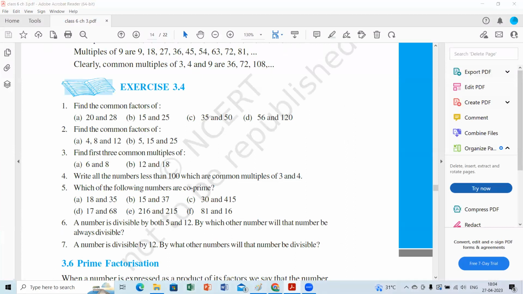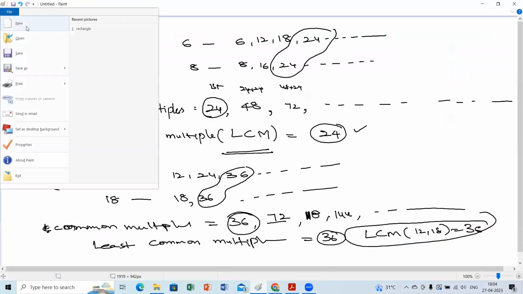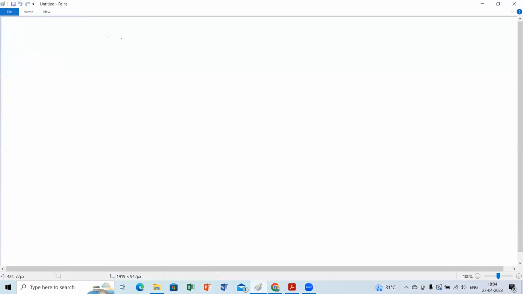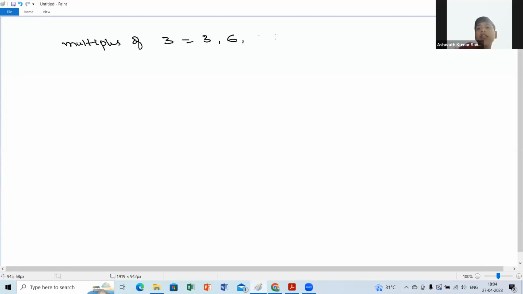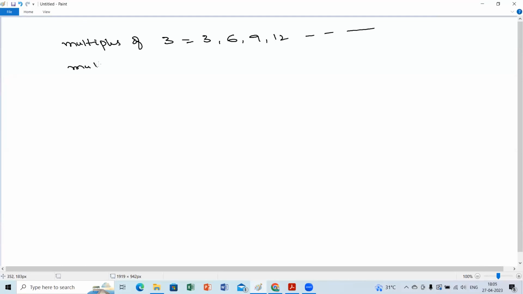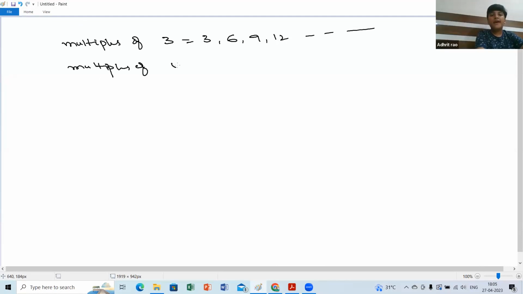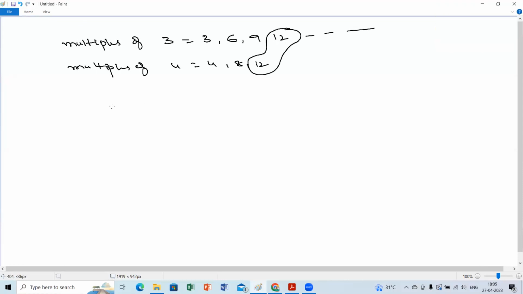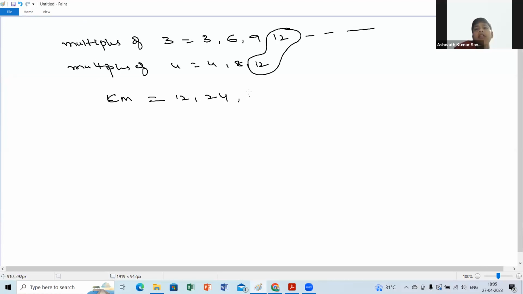So, common multiples of 3 and 4. What are the multiples of 3? First write multiples of 3: 3, 6, 9, 12, and 15. Multiples of 4: 4, 8, 12. So which is the least common multiple? 12. Sorry, common multiples are 12, 24, 36, 48.